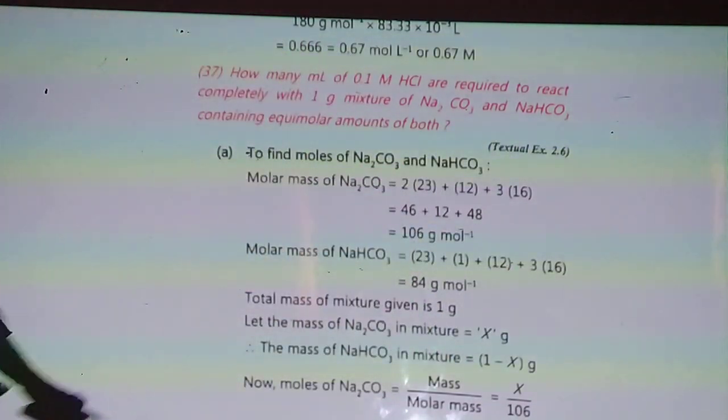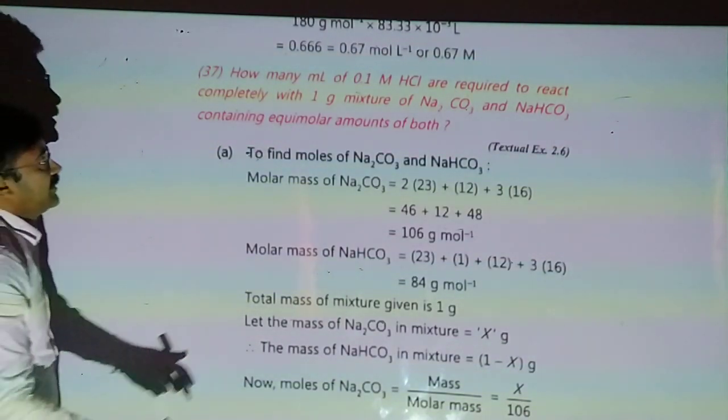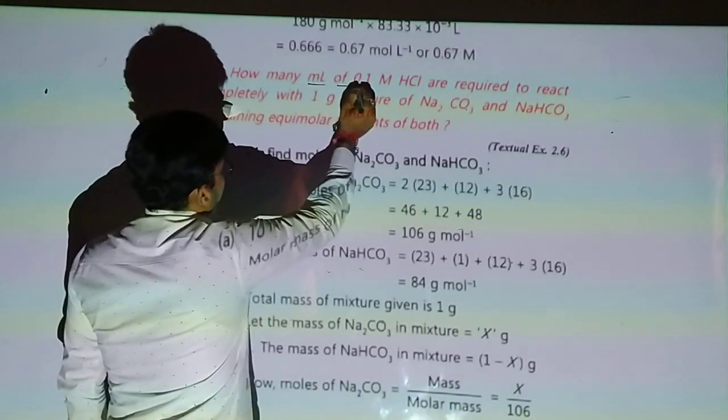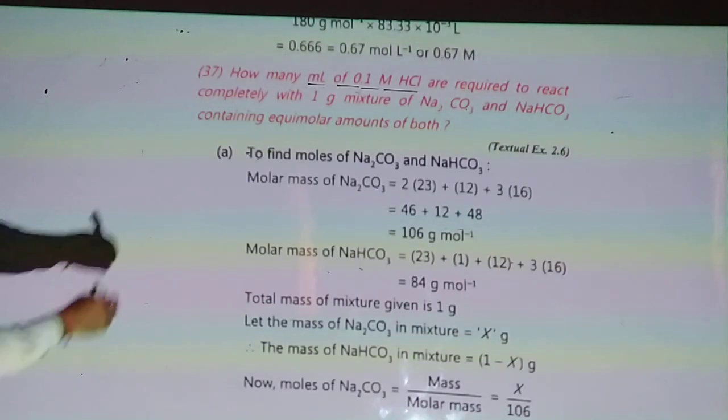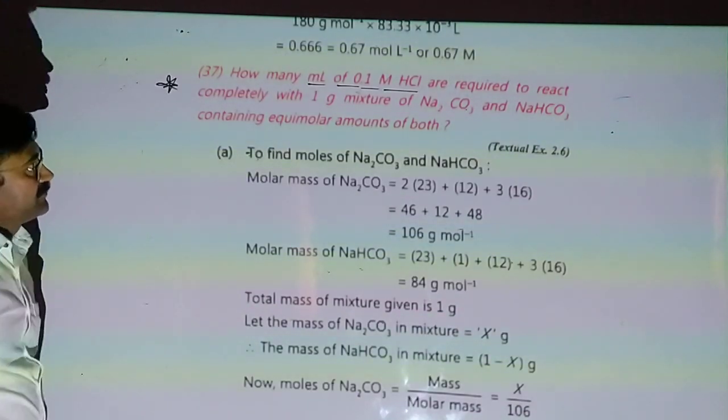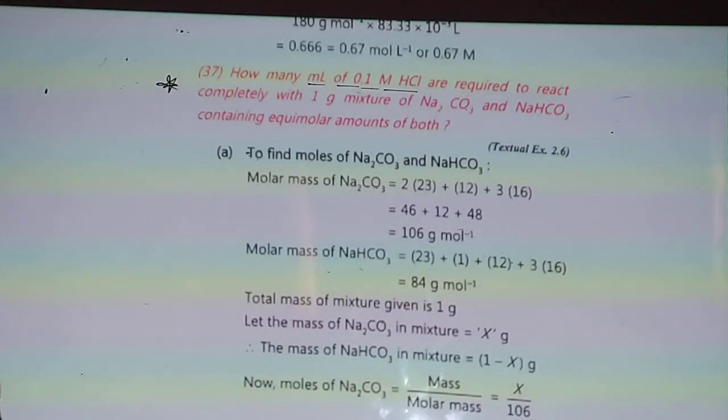Now question number 2.6 of exercise. How many milli of 0.1 molarity HCl? Most timely question. How many milliliters of 0.1 molarity HCl are required to react completely with 1 gram mixture of Na2CO3 and NaHCO3 containing equimolar amount of both?